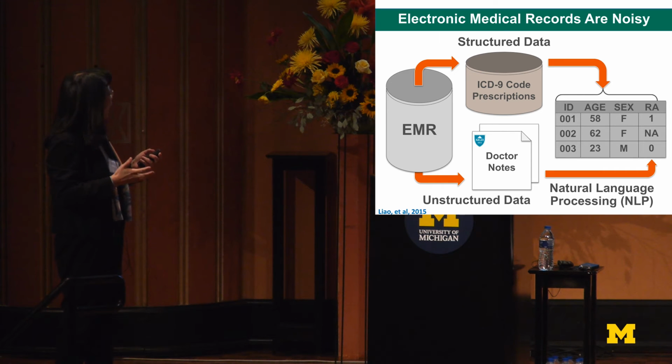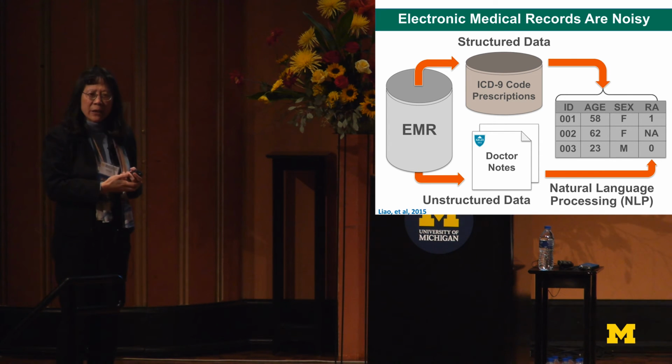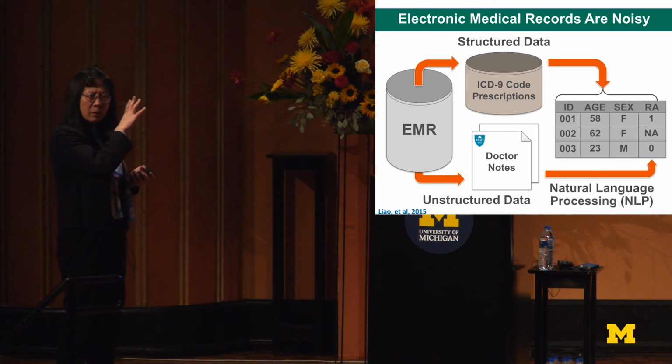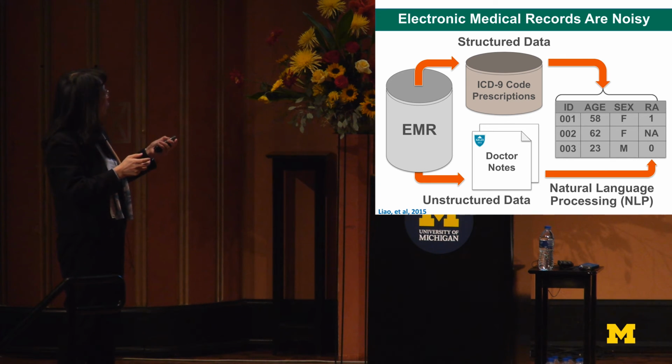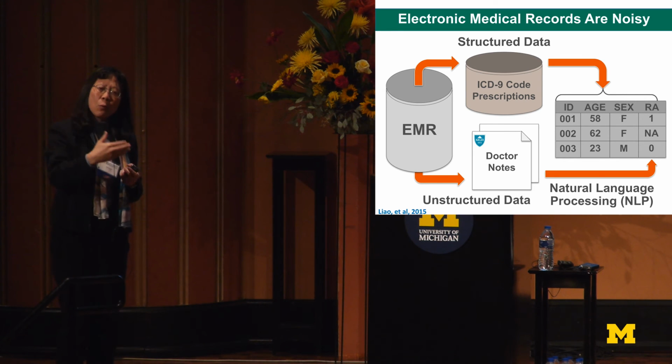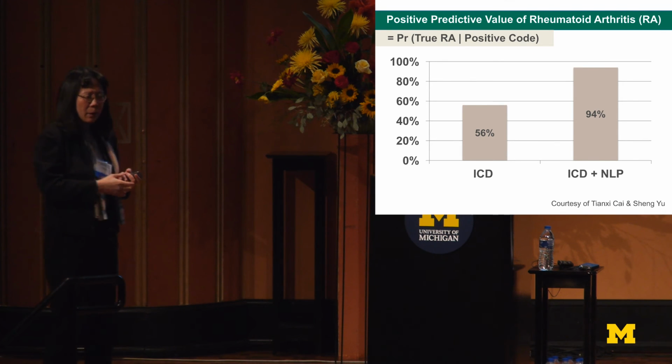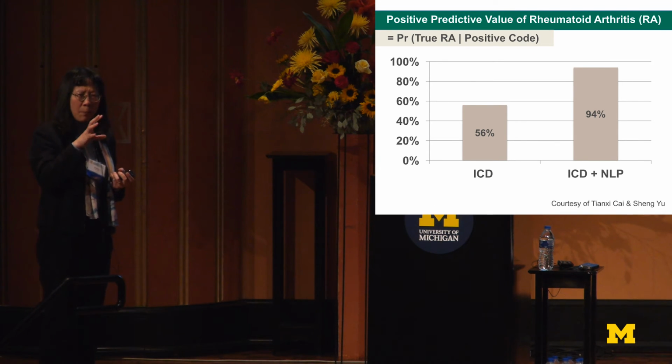So in order to get more accurate data, we need to incorporate unstructured data. Those are the doctor's notes. So if one can use natural language processing to text-mine the doctor's notes, and then combine those data into data matrices we are more familiar with, that will create better data. The second challenge for the EMR data is that there is a lot of missing data. Okay, so how can one handle missing data? So here is why we need to use the unstructured data to improve the data quality.